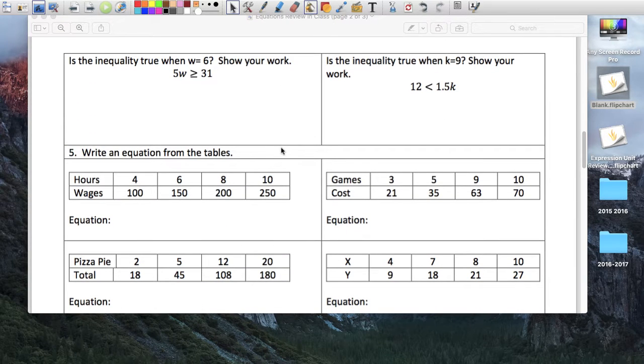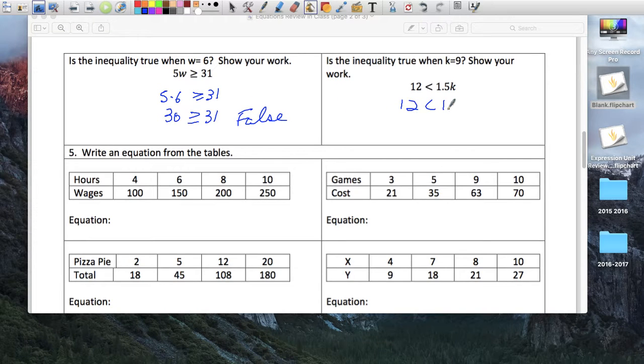Is the inequality true? Well, you need to substitute. Okay, it says show work, so let's replace the w with 6. That gives you 5 times 6 greater than or equal to 31. 5 times 6 is 30, greater than or equal to 31, and that is not a true inequality. 30 is not greater than or equal to 31, so this is false.